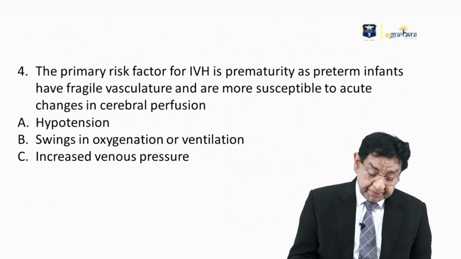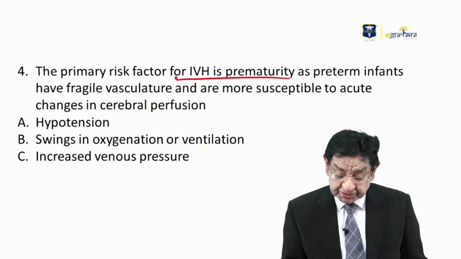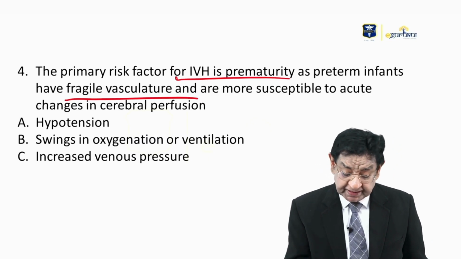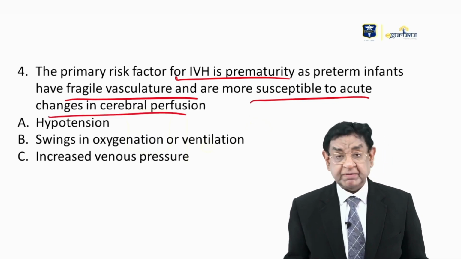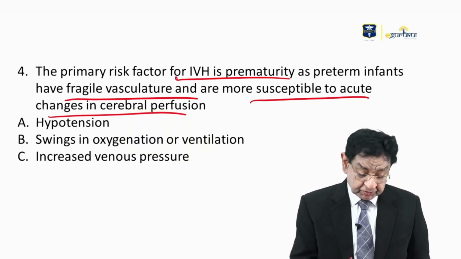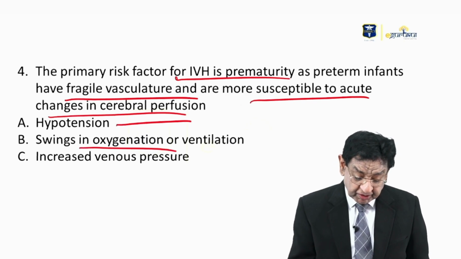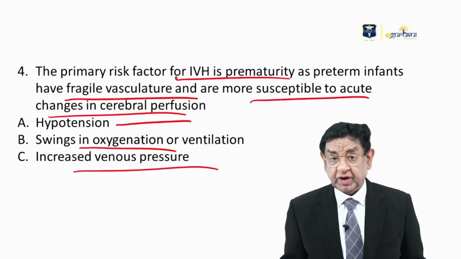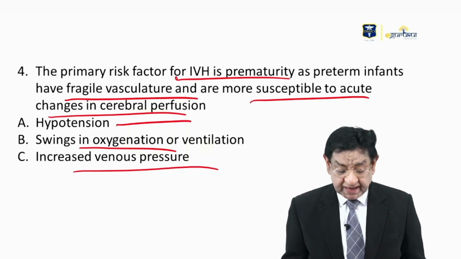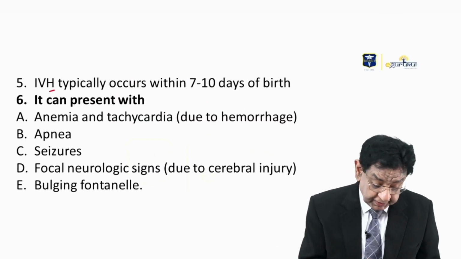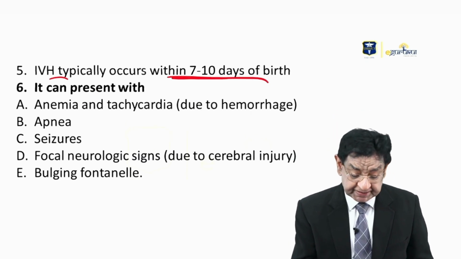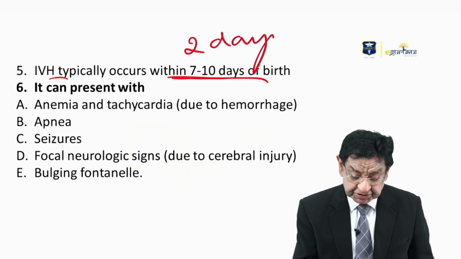Now, the primary risk of intraventricular hemorrhage is prematurity. Preterms have very fragile vasculature and they are more susceptible to acute changes in cerebral perfusion also. So that can lead to hypotension, swings in oxygenation and increased venous pressure. Why? Because the venous drainage is hampered, which secondarily causes parenchymal bleeding also. Well, intraventricular hemorrhage typically occurs within 7 to 10 days of birth. In our case, it was just a 2-day-old child.